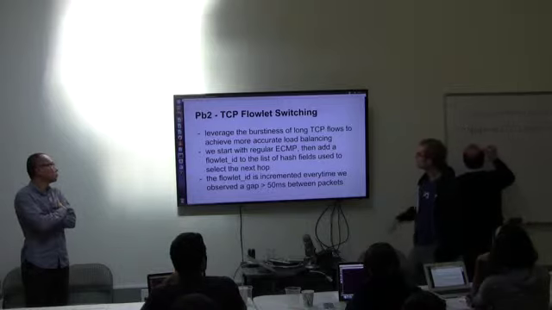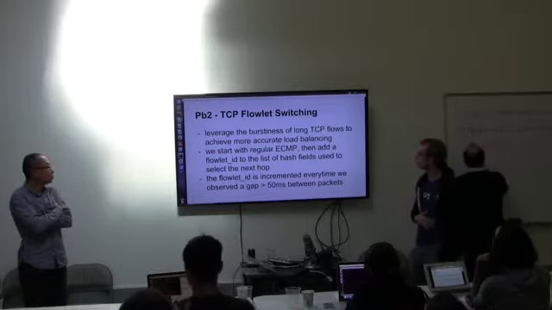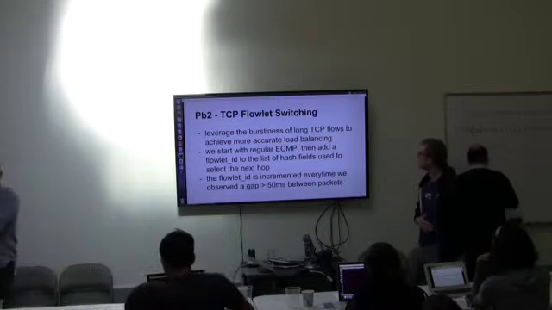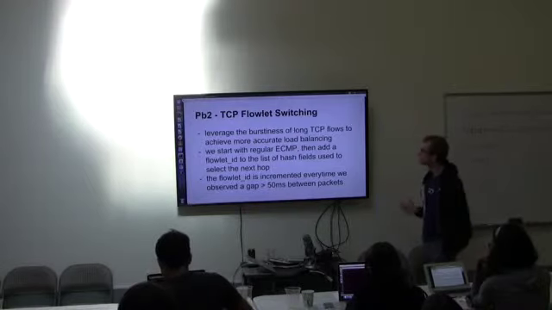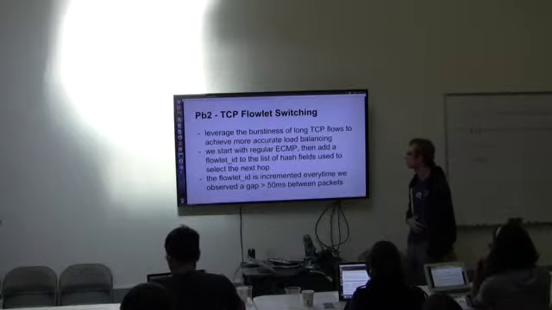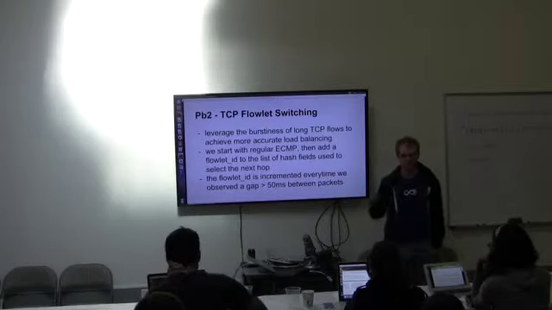And so, by now, between yesterday and today, I've heard about TCP Flowlet switching a few times. Let's just recap, it's going to take 2 minutes. So the idea is to leverage the burstiness of long TCP flows to achieve more accurate load balancing. So in the exercise, we're going to start with a regular ECMP implementation.